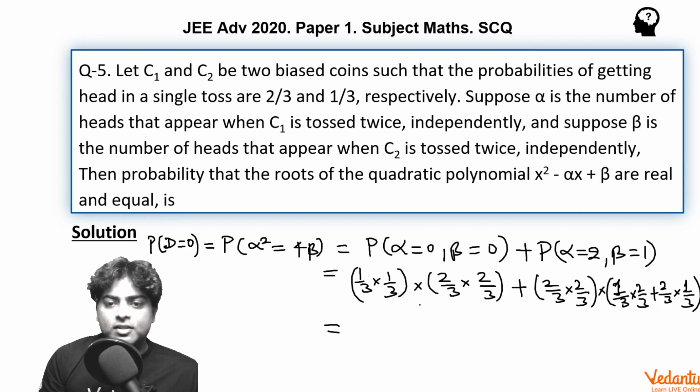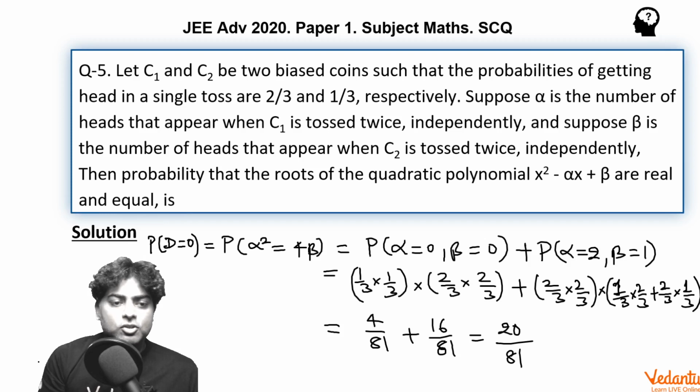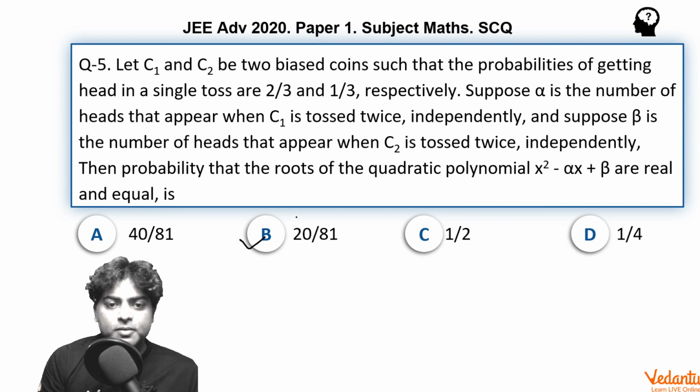Now if we add the probabilities of the two cases, the first term is 1 by 9 into 4 by 9, which is 4 by 81. In the second case, the first bracket is 4 by 9, into the second bracket, 2 by 9 plus 2 by 9, which is 4 by 9, so 4 by 9 into 4 by 9 is 16 by 81. So the final answer to this question would be 4 plus 16, 20 upon 81. So the final answer is 20 upon 81. This was given in option B.